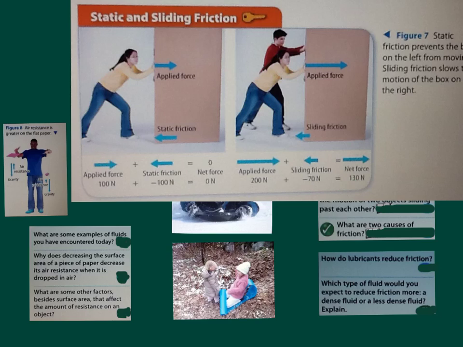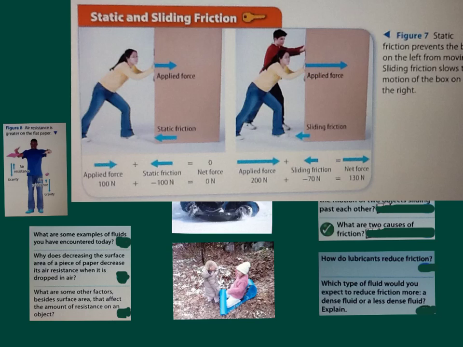Okay, so when we're taking a look at this picture here, why are the arrows for the friction force and the applied force in opposite directions? It's a question you need to think about. If you notice the arrows, they're in opposite directions. The students are pushing this direction. The sliding friction is pushing this direction. But notice the size of the arrows, as we talked before. There is more force being applied here than is being applied here.